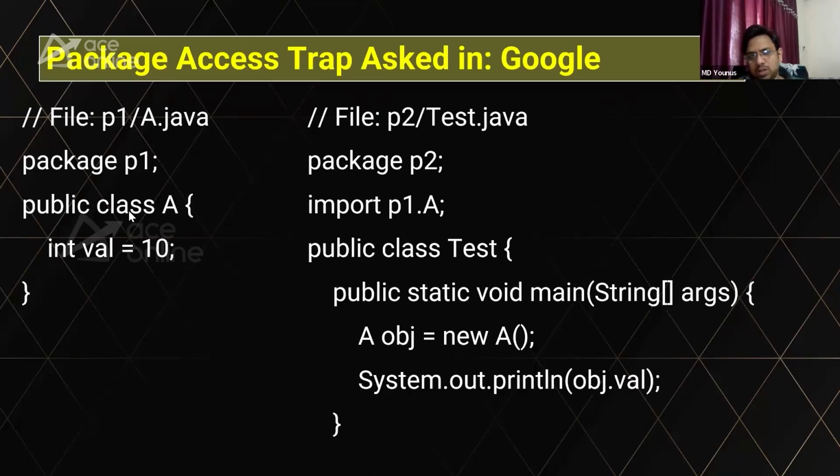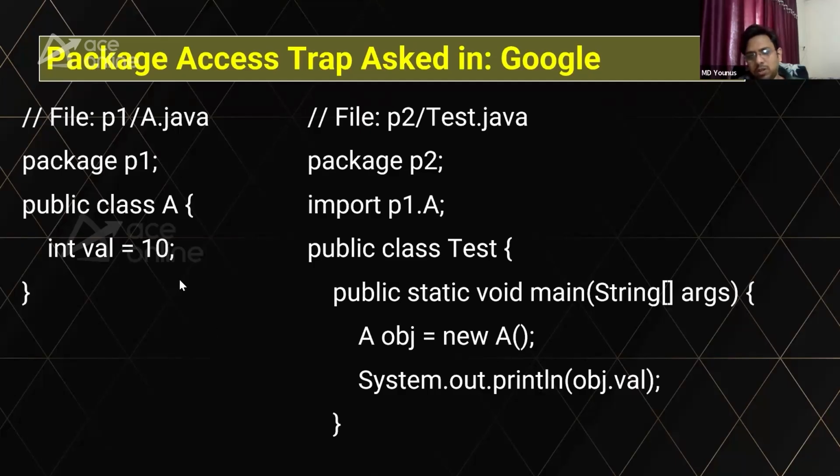No, right? Because the class is public, so this line will not give you an error. Whether A object is equal to new object, will this line give you an error? Okay. System.out.println object.value. Will this line give you an error?